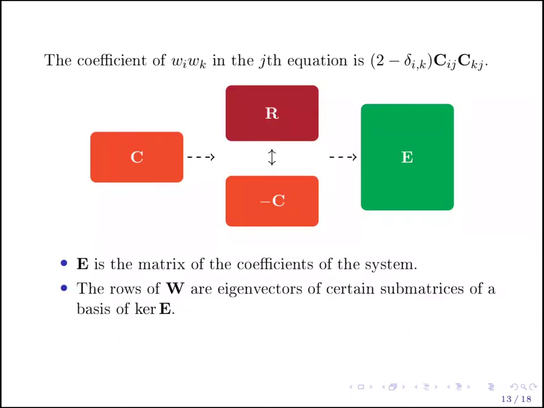Indeed, the coefficients of the monomials of this system depend only on C, as we can construct first the matrix R corresponding to the coefficients of the monomials of degree 2. Subsequently, augmenting it by minus C, we obtain a matrix E, which is the matrix of the coefficients of the full system. In this way, we obtained a representation of the system from C directly.